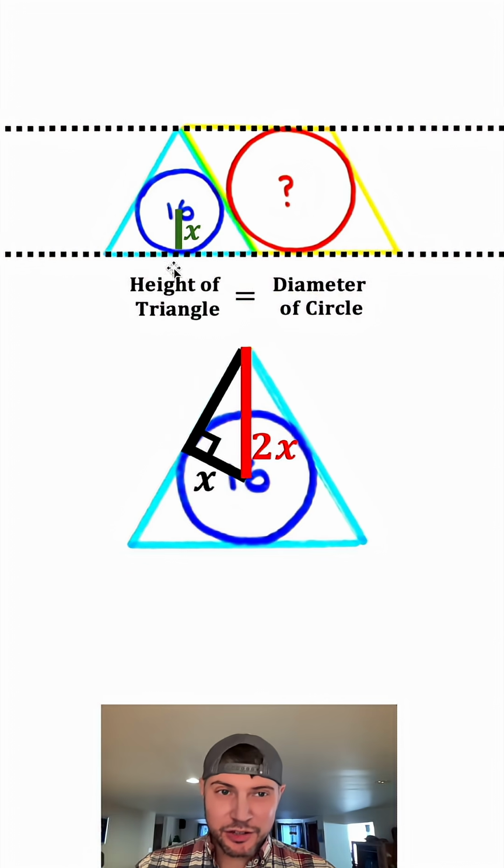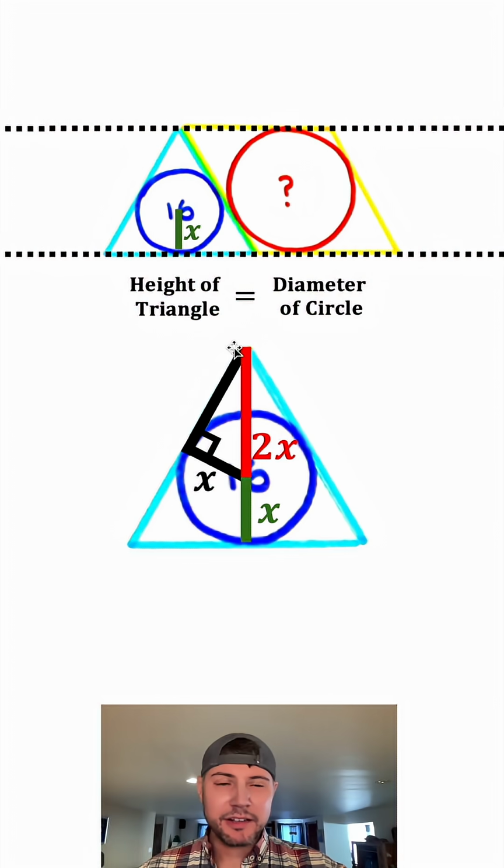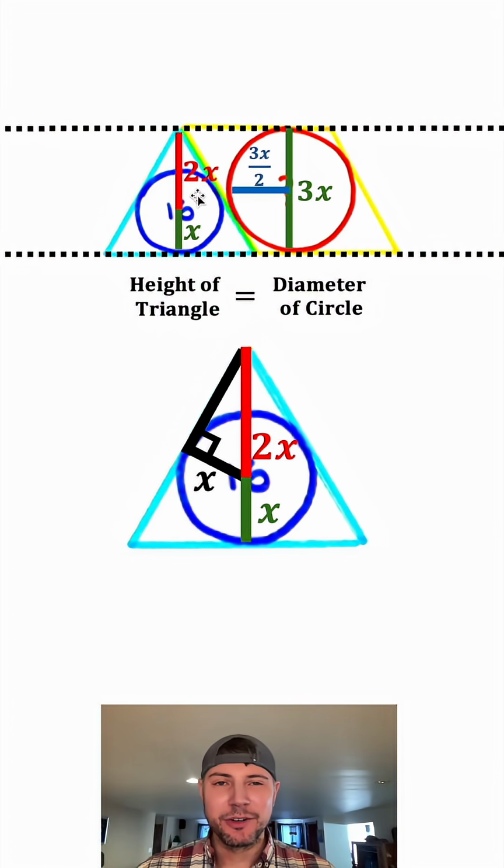Let's take this x radius that we have here and copy it down here. So we can see the whole height of the triangle is x plus 2x or 3x. Let's take this 2x length and copy it up here. Now let's draw the diameter of the circle. This is going to be equal to this, and 2x plus x is 3x. So the diameter is equal to 3x. And that means this radius would be equal to half of that, or 3x over 2.